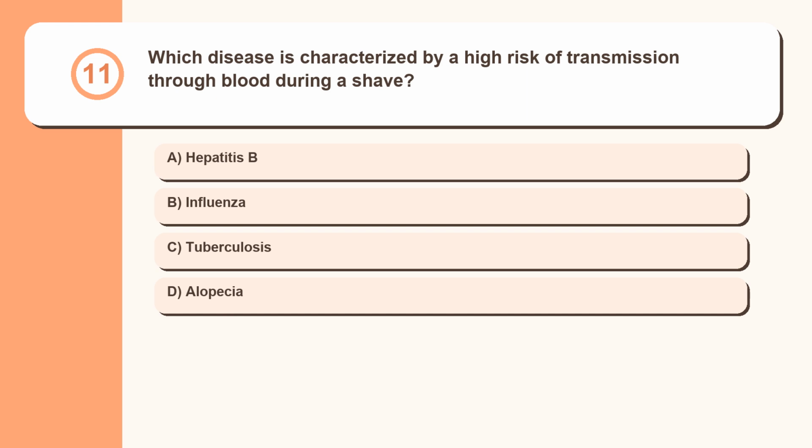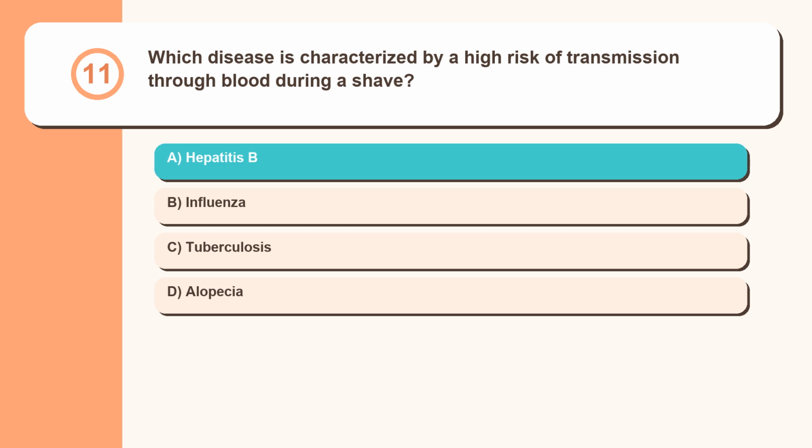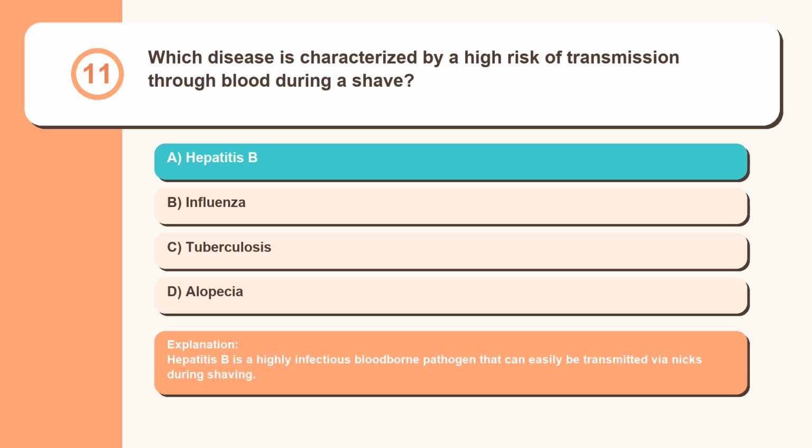Question 11. Which disease is characterized by a high risk of transmission through blood during a shave? Hepatitis B, influenza, tuberculosis, alopecia. Hepatitis B is a highly infectious bloodborne pathogen that can easily be transmitted via nicks during shaving.